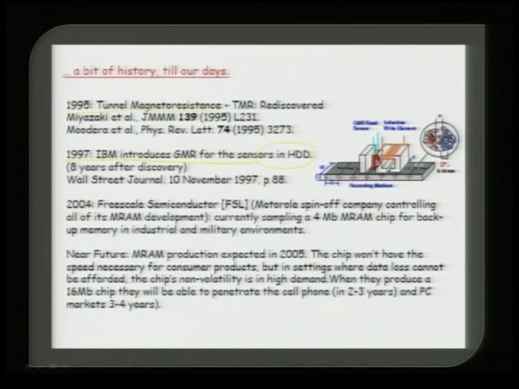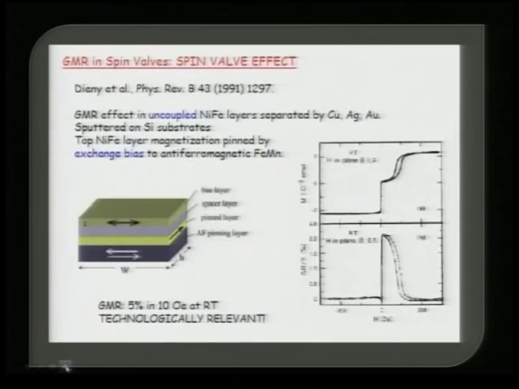And in 2004 Freescale Semiconductor was currently sampling a 4 megabit MRAM chip for backup memory in industrial and military environments. In the near future, MRAM production was expected in 2005, which was already set into action. Now by 2010 we have a generation of MRAM devices which are coming into the market. This was actually a forecast several years back, but this is actually turning out to be a reality in 2010.